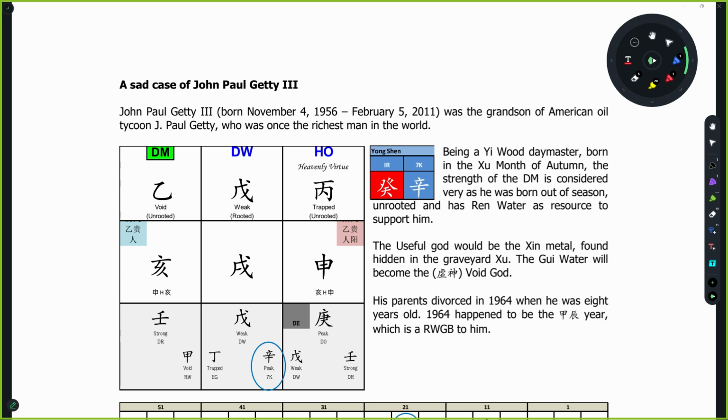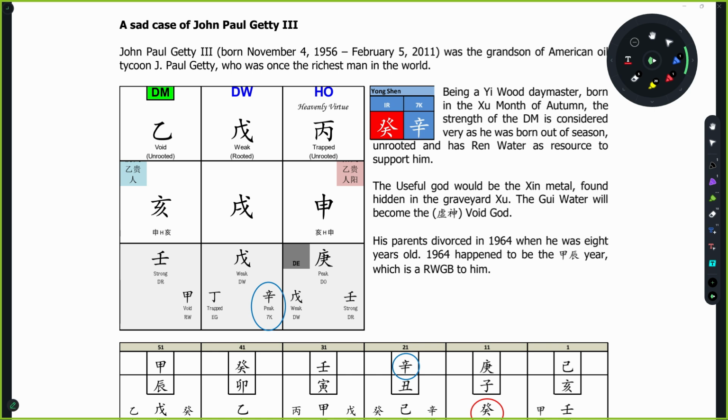And so once again, as we look into reading the chart, where do we start? We start with the day master. And so what do we find? We find a Yi wood day master born in the month command, the month pillar, the month of the dog. The month of the dog is the month of autumn, where metal becomes big or prosperous. And so wood goes against metal. Therefore, the day master is born out of season.